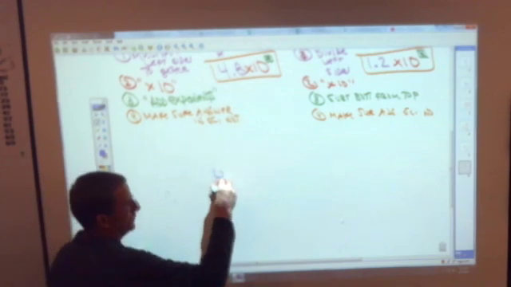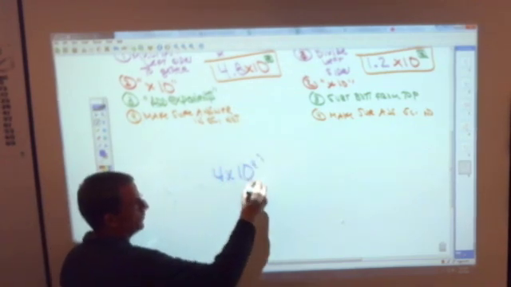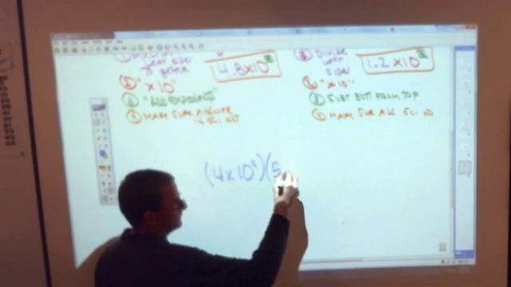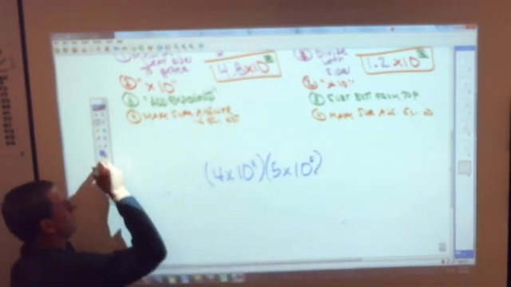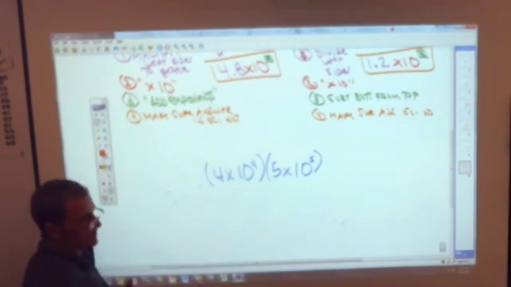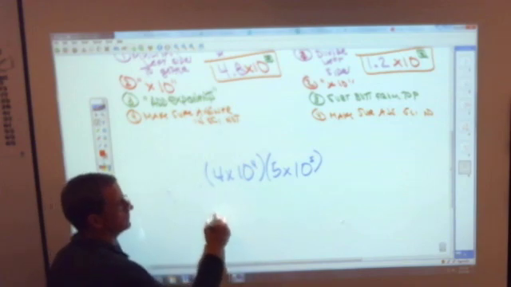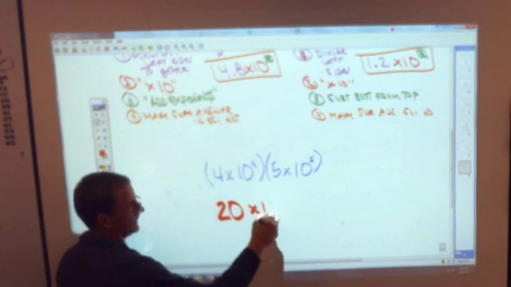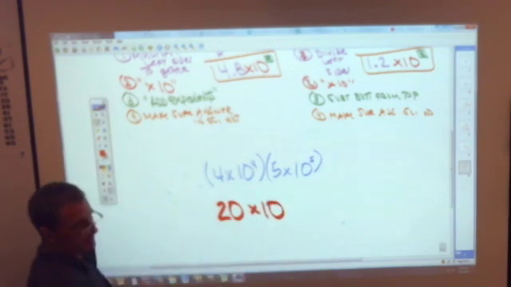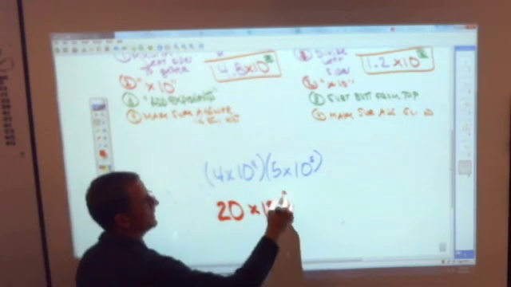So here we go. One where you're going to have to do some thinking. Ready? Get set. 4 times 10 to the 4th times 5 times 10 to the 5th. If I do this problem and follow my steps, I multiply the left sides and I get 4 times 5 is 20. I write down my times 10. I add my exponents, it is 20 times 10 to the 9th power.